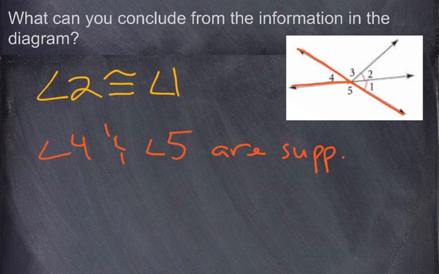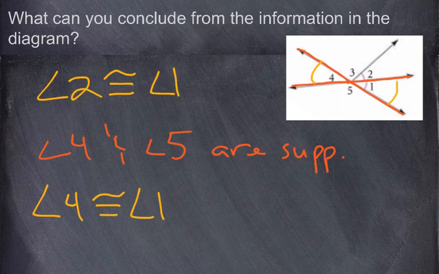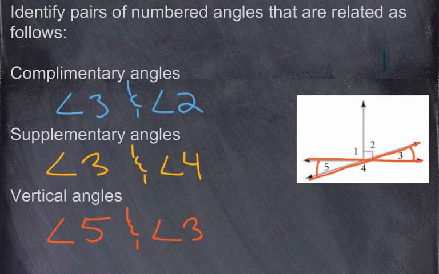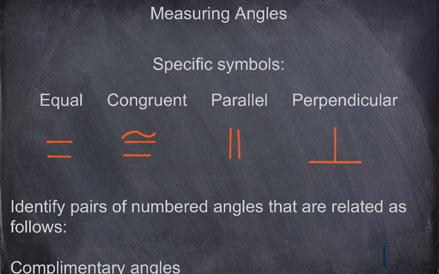We can also conclude, if I were to extend this past there, we could see vertical angles here. So angle 4 and angle 1 would be congruent because they're vertical angles. Okay? So just some things that you can conclude. We can conclude more things, but these are just some examples. So thank you for enduring through this video, and I hope this will help you understand the things that we're going to go over in the future. Alright, good luck.